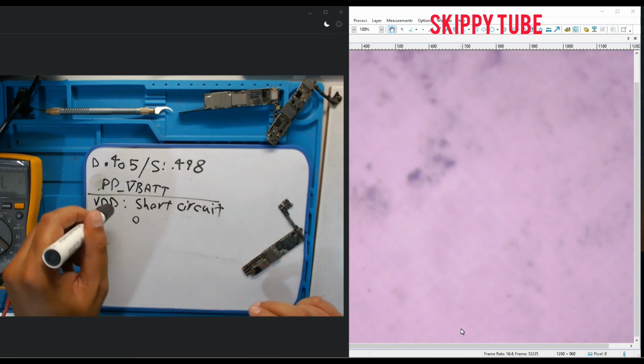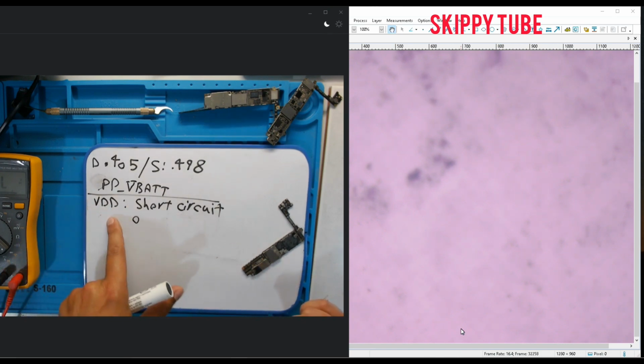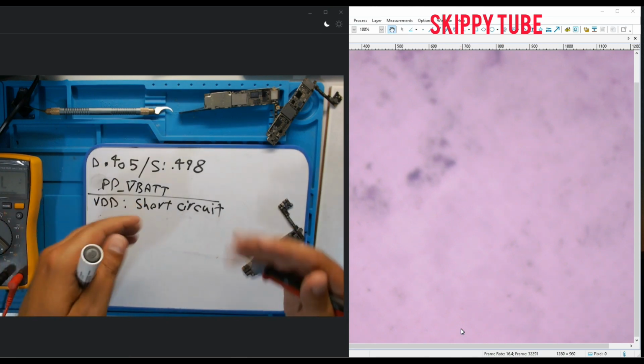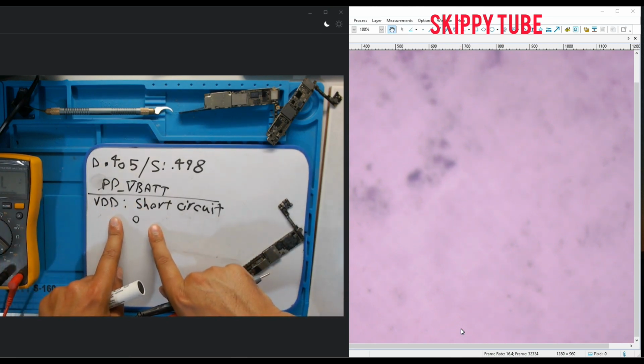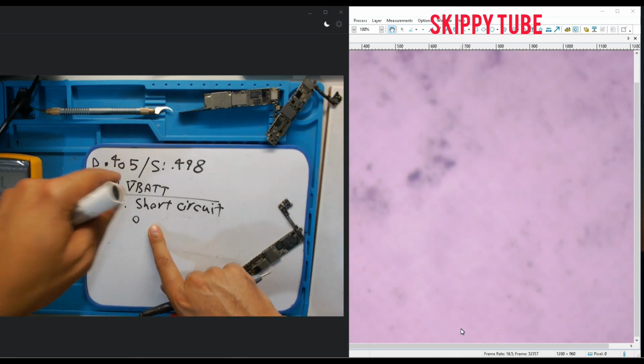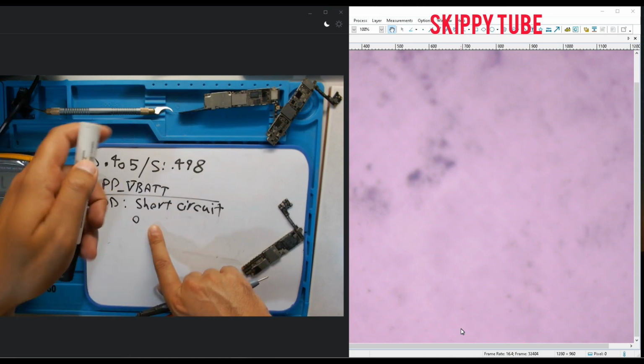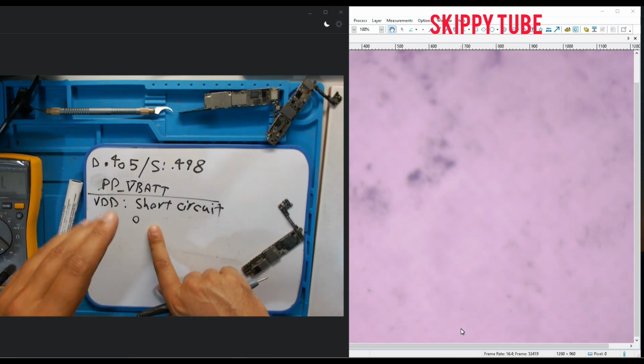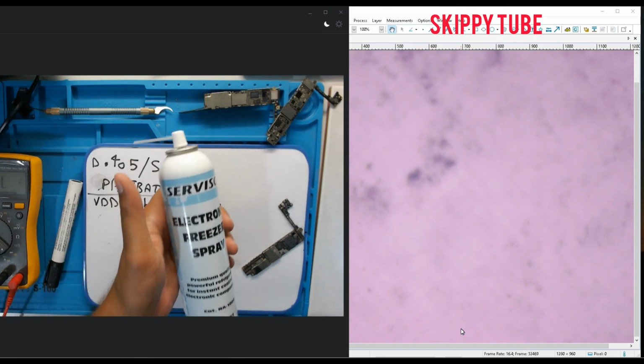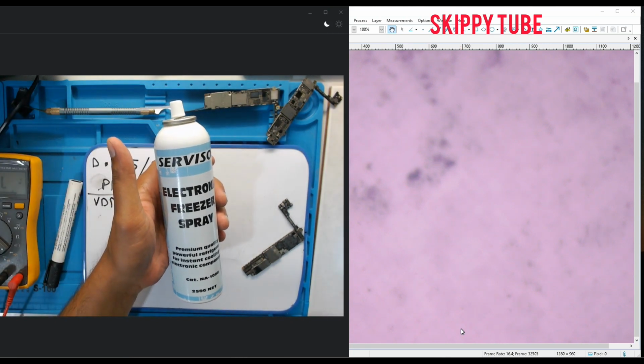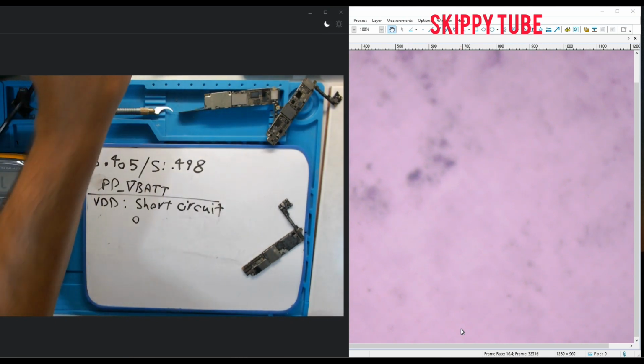That's right now. You know, this side has a... When you compare, you see that side is short circuit. When you inject the voltage, you can find the issue easily. That's it. We can use this freezer spray.